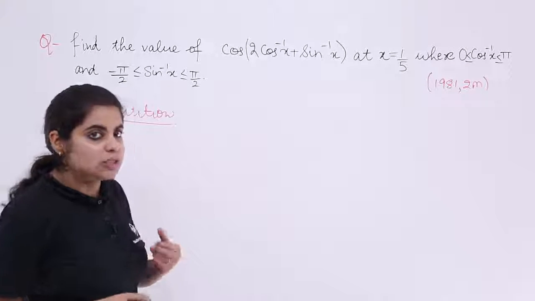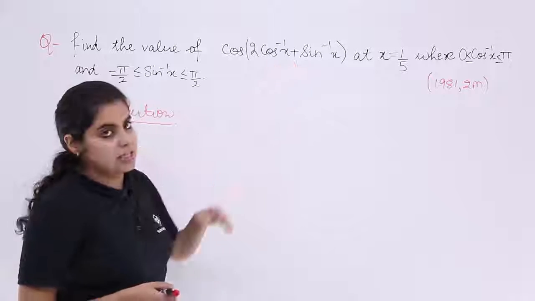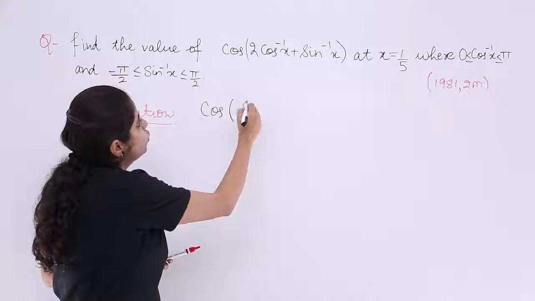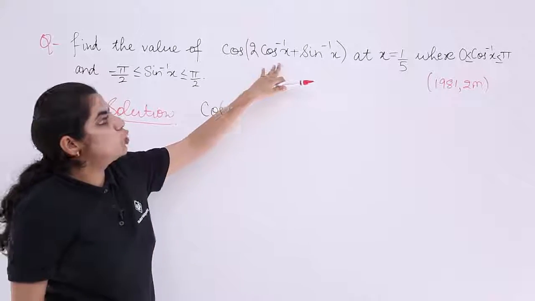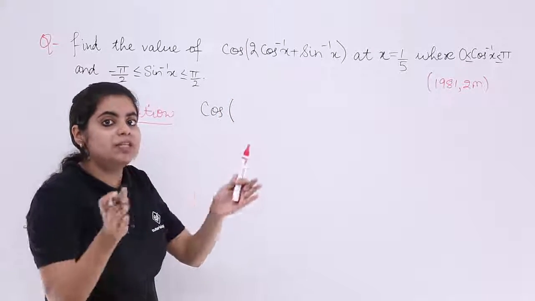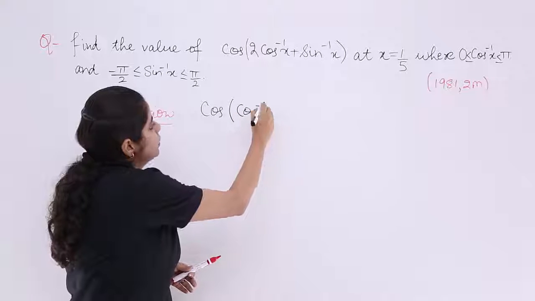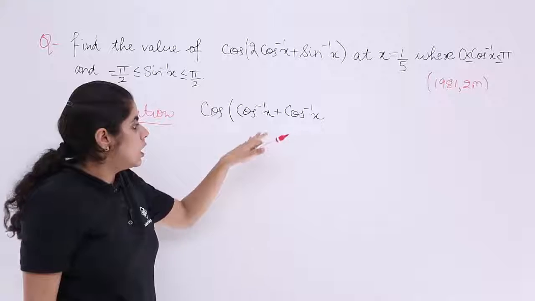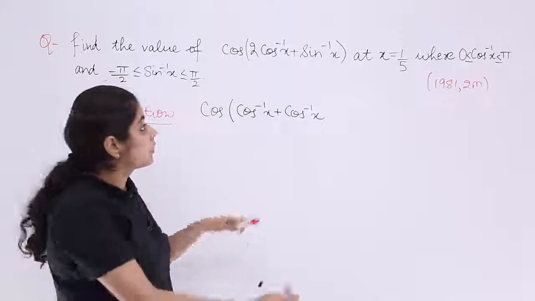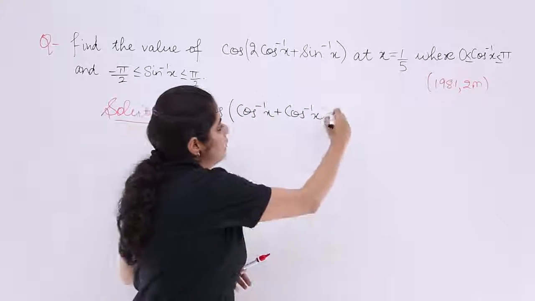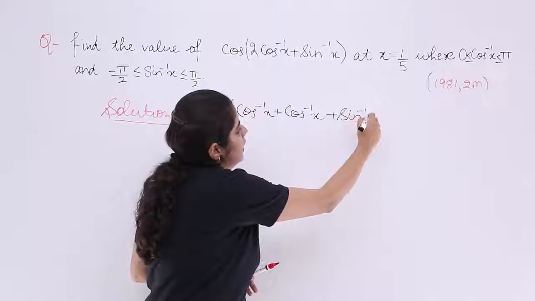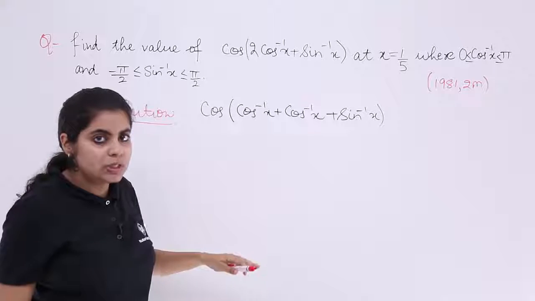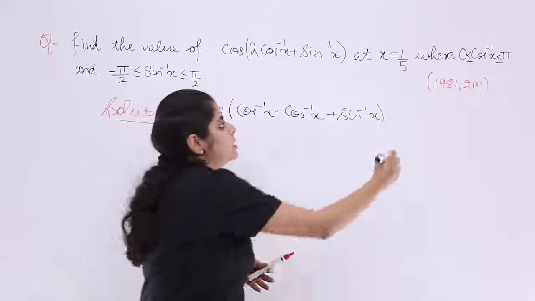So I am expected to go about solving this expression. What expression? We will be writing it. It is cos 2 cos inverse. Now 2 cos inverse x can be split into cos inverse x plus cos inverse x. If there are 2 cos inverse x, they can be split. What about the other thing? It is plus sin inverse x. You don't need to change. Keep it there. This whole expression needs to be computed. Let us name this expression as f(x).